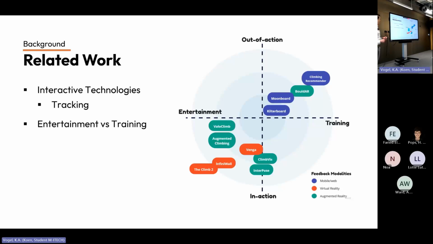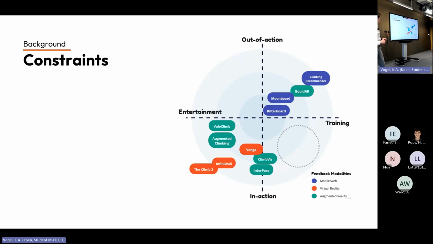But we can also see a few differences. A lot of the applications focus on entertainment, which is just like climbing games and virtual reality games, that kind of stuff, or more training tools. But we can also see that those entertainment-focused tools are mostly in action, meaning during a climb, while these training tools are a lot of the time out of action, so between climbing, which leaves us with 2 gaps, which are useful to explore. And we're especially interested in the bottom right in-action training tools because of their implication in reducing injuries.